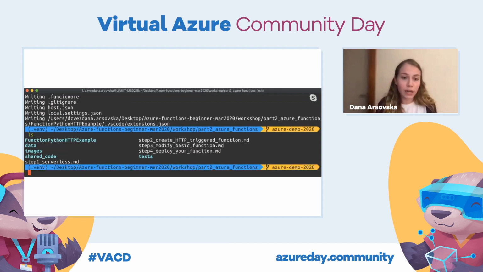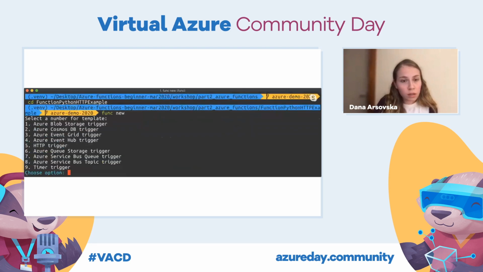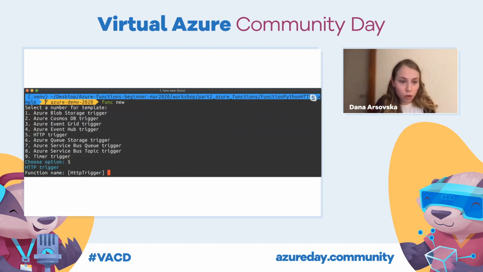So let's generate some boilerplate code to kickstart our Azure functions. I'm just going to cd into the new project I created, and I'm going to create a new function. Here we can choose the template we're going to use. In this case, I'm going to use a simple HTTP trigger. And maybe other triggers could be another nice idea for another workshop.